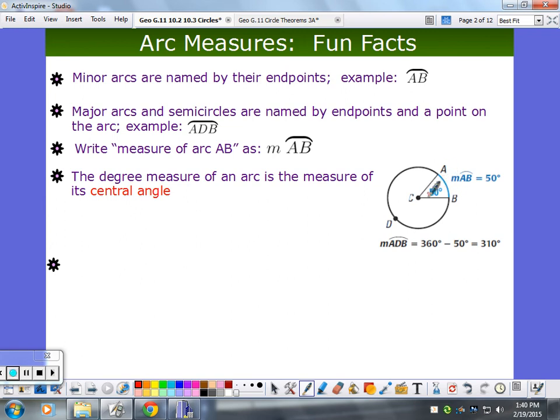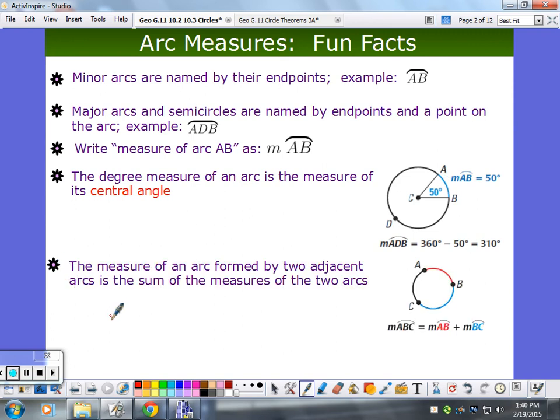Make sense? Okay. The measure of an arc formed by two adjacent arcs is the sum of the measures of the two arcs. This is like the segment addition postulate, only I guess it's an arc addition. I don't know why we don't have a formal postulate, but it's the same thing. So if you add arc BA to arc AC, you will get arc BAC. So that works the same.